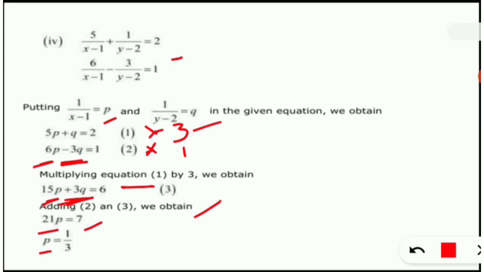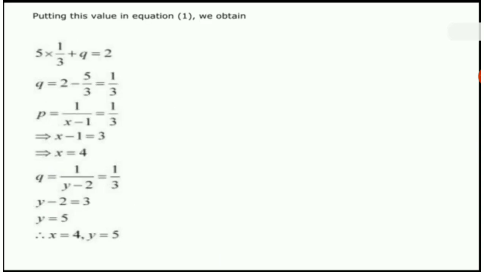Now we put p equals 1/3 in equation 1. So 5p, that is 5 into 1/3, plus q equals 2. So q equals 2 minus 5/3, so 1/3. Clear? So at first we assumed p equals 1 by x minus 1. So p equals 1 by x minus 1 equals 1/3. So x minus 1 equals 3. So x equals 4.